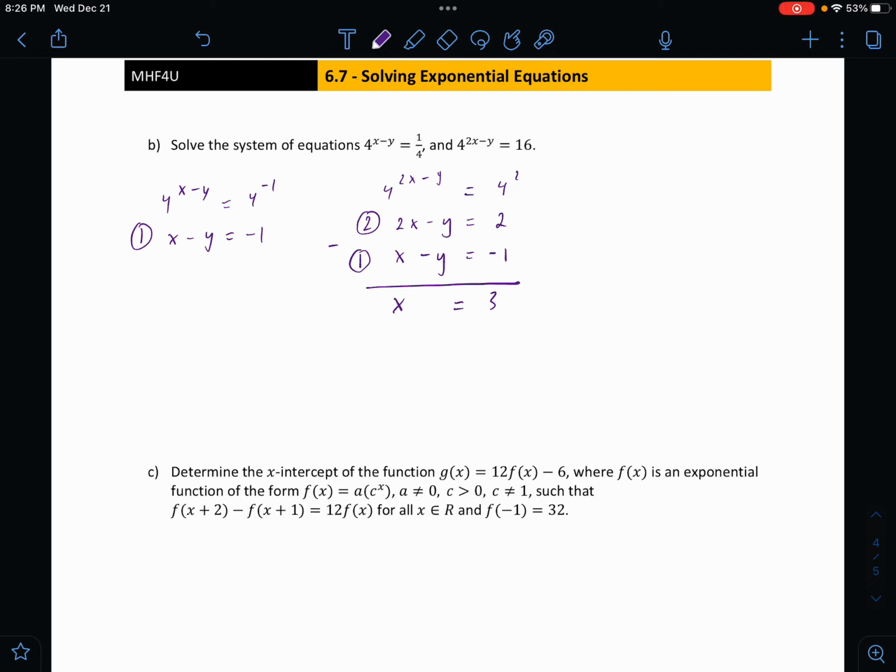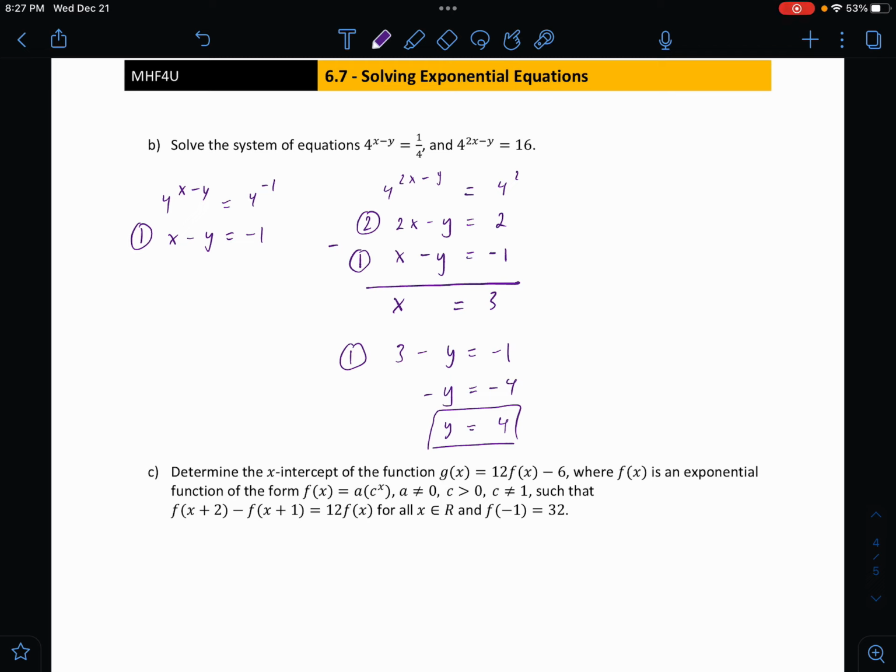Now in order to find y, we just have to substitute into one of the equations. We can use the first equation. So instead of writing x, we're going to write 3. 3 minus y is equal to negative 1. So that means negative y is going to equal negative 4. And so if we divide both sides by negative 1, we just get that y is equal to 4. And so that's what y is equal to.